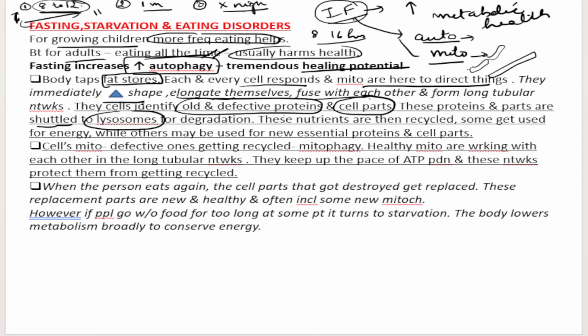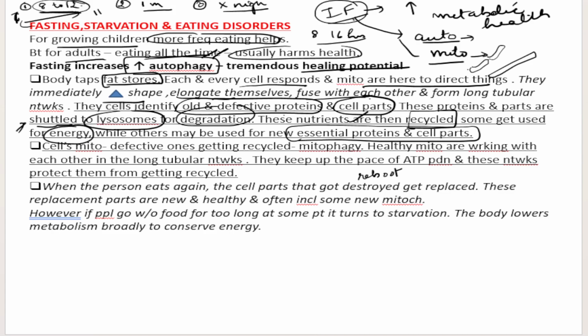We know that lysosome is an organelle of the cell which is involved in disposal of the waste products. So these proteins and cell parts will be shuttled to lysosomes for degradation. And these nutrients will then get recycled. Some of them will be used for energy production and others will be used for producing new essential proteins and cell parts. So it is essentially like the reboot of the cell. Old parts, defective parts will get recycled. They are shuttled to lysosomes for degradation. Nutrients will get recycled. Some of them will get used for energy. Others may be used for producing new essential proteins and cell parts.